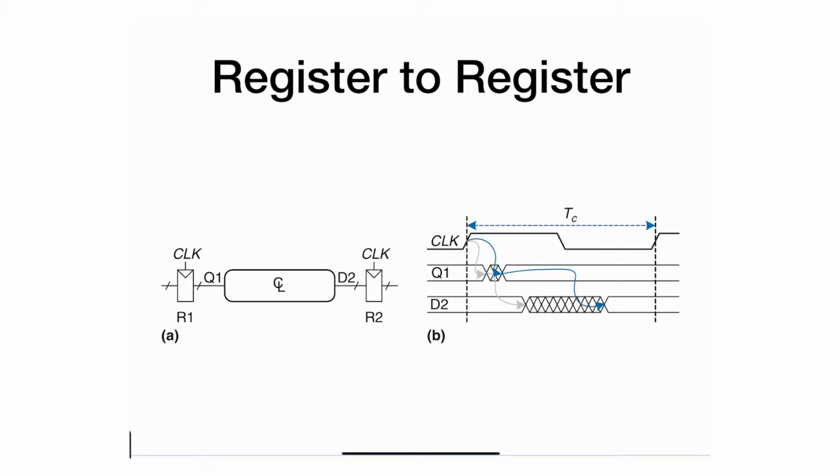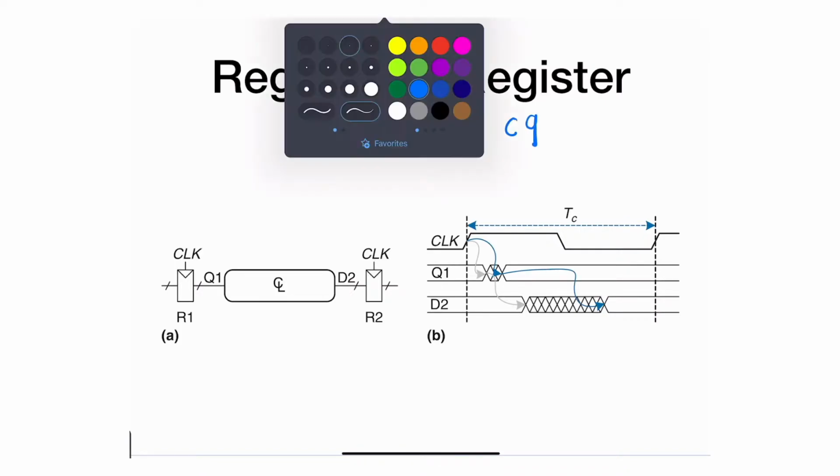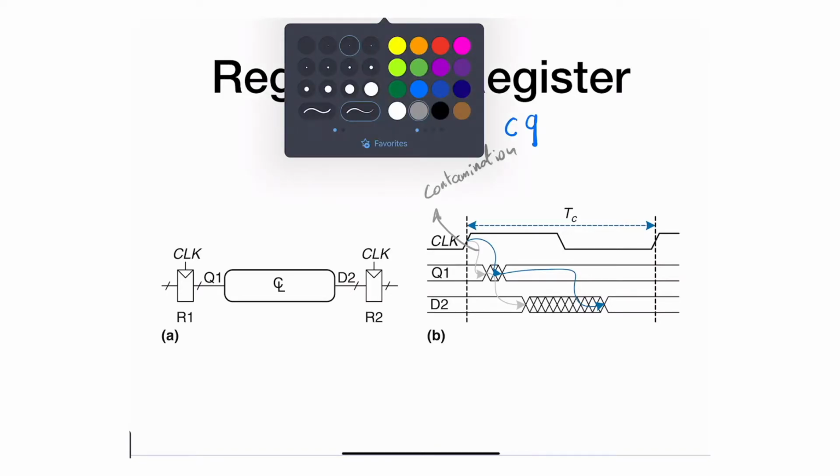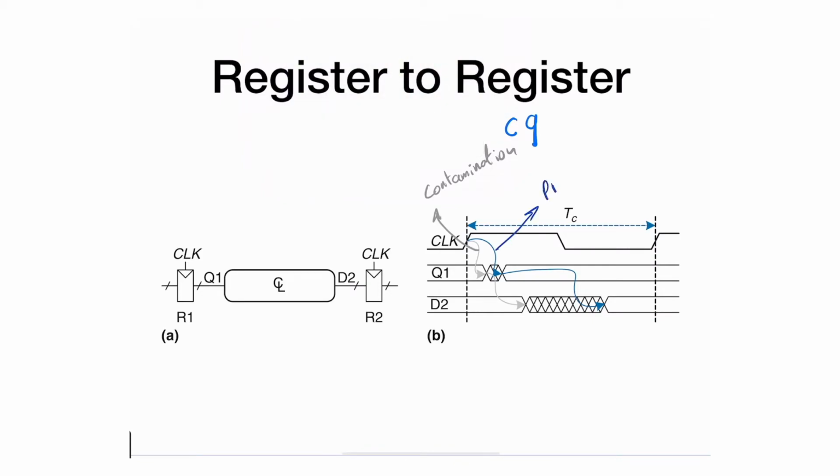And as we know, after the active edge of the clock, Q1, which is the output of the first flip-flop, will change or will stabilize. Well, if it needs to change, it will change after a certain delay. That delay, we called it clock to Q. We had a couple of clock to Qs. We had one that is a contamination one, which is a fast change. We called it contamination in here. And then we had another one that is what we call the propagation.